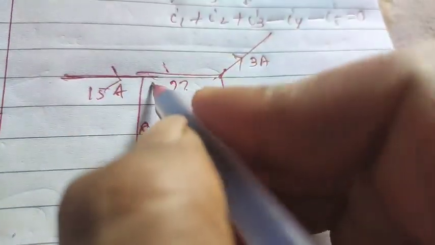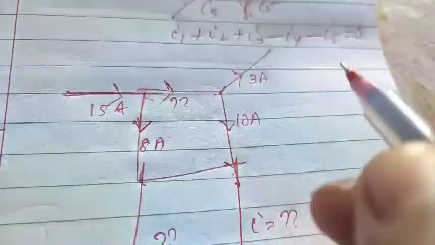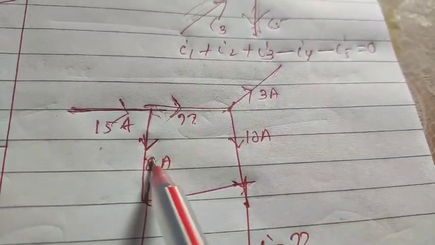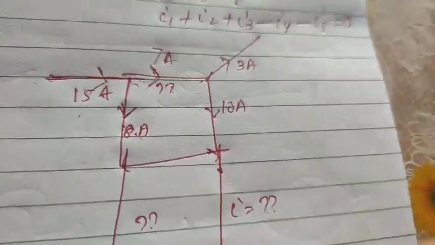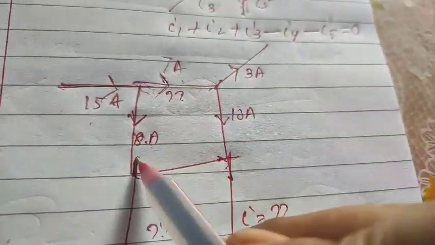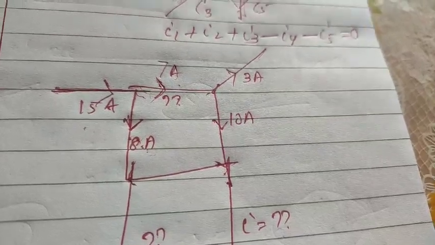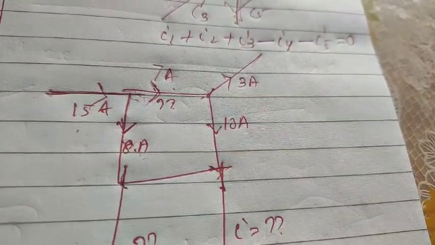So if current is entering 15 ampere here, it breaks into two parts. One is this one, another is this one. Now you add 8 plus how much is 15? 8 plus how much is 15, my dear student? 7 ampere. Have you got the answer? Now you add 7 plus 8, how much is it? Yes, it is 15, right? Now this is 15, you got it.